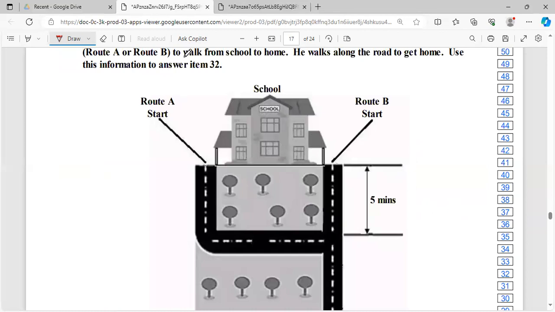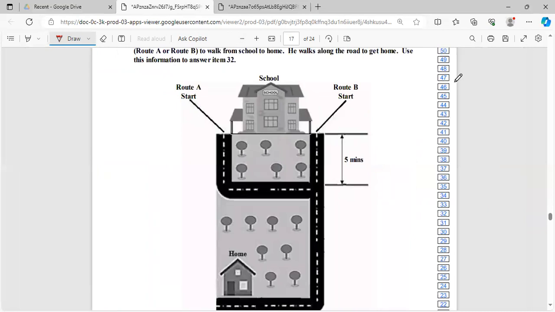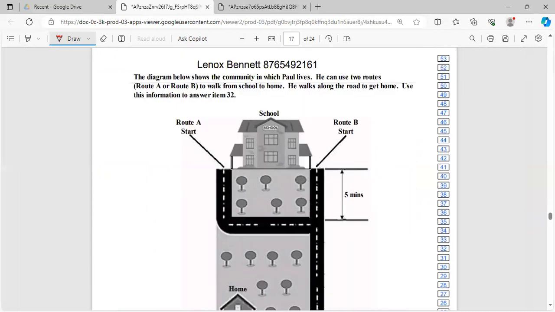Alright, let's look at this one now. It says route A, route B, walk to school. The diagram below shows the community where Paul lives. He can use two routes, route A or route B, to walk from school to home. He walks along the road to get home. Use this information to answer item 32.